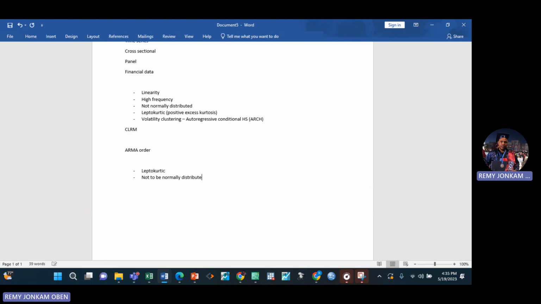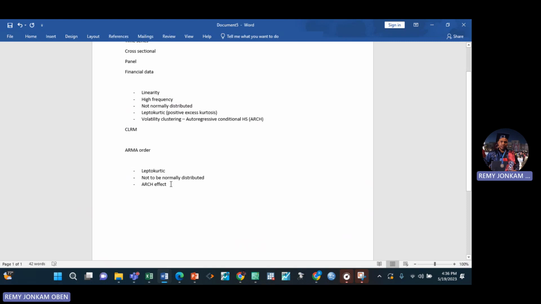Of course, we are going to use the Jarque-Bera test. We will also expect to have ARCH effects. This ARCH stands for autoregressive conditional heteroscedasticity. If we have an ARCH effect, which is actually the volatility clustering, then we cannot model this data with traditional time series methods, like maybe ordinary least squares, for instance. We need to model it using the Garch-type models, which we are going to see. So typically, we expect leptokurtosis, we expect not normally distributed, we expect ARCH effect.